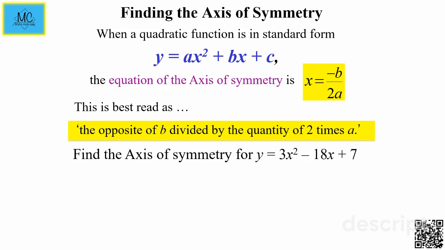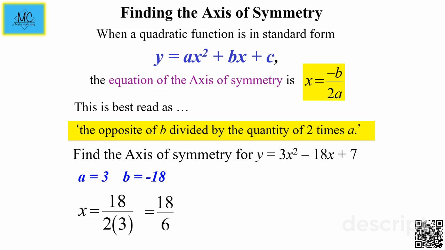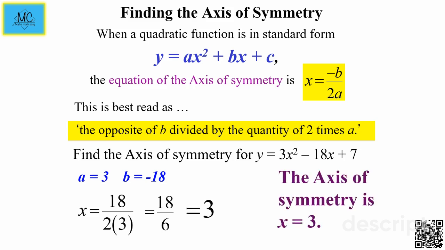To find the axis of symmetry, for example, if the equation is given as 3x squared minus 18x plus 7, then a is 3 and b is minus 18. So I'm going to substitute the values as per the formula and get the answer for my x. So x is equal to 3. My line of symmetry, or axis of symmetry, will be at x is equal to 3. And that's how I'm going to find the axis of symmetry.